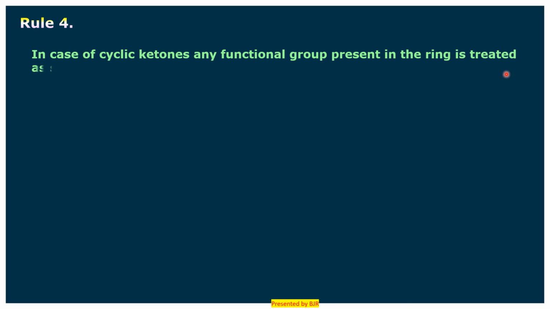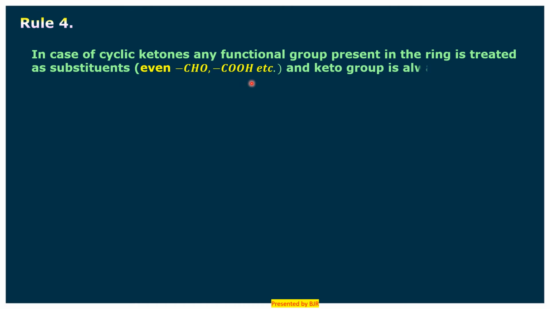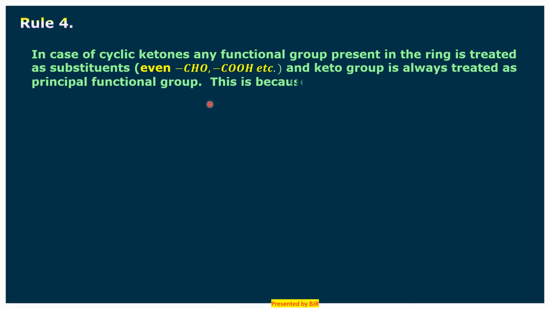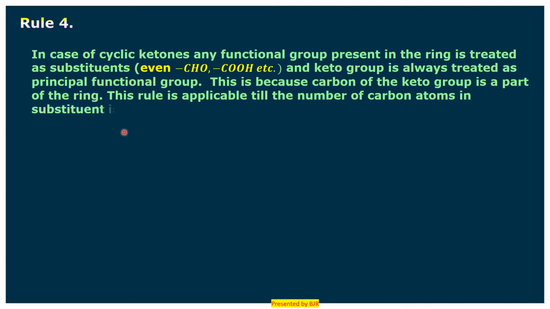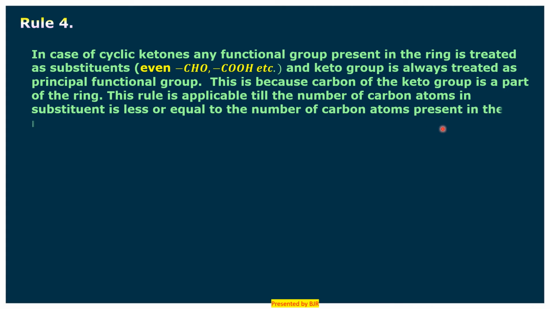Next, rule 4, it is one of the most important rules. In the case of cyclic ketones, any functional group present in the ring is treated as a substituent, even CHO, COOH, etc. And the keto group is always treated as the principal functional group. This is because the carbon of the keto group is a part of the ring. This rule is applicable as long as the number of carbon atoms in the substituent is less than or equal to the number of carbon atoms present in the ring. See here, an example.